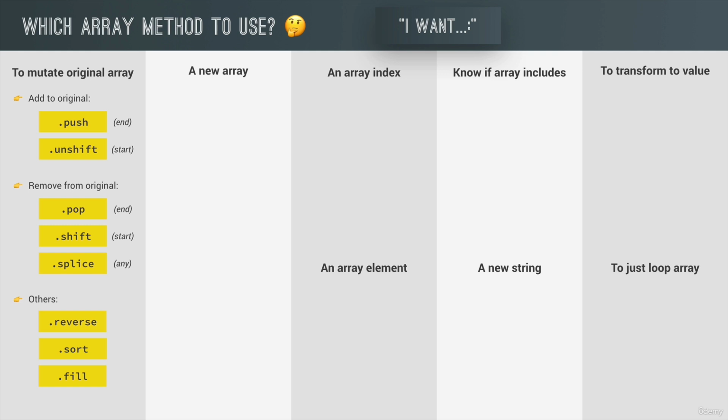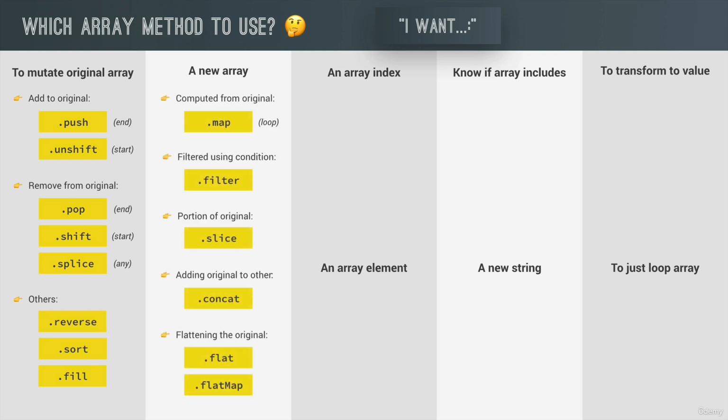So if instead we want a new array, then we can use one of these methods. So if we want to calculate one array from the original, then we use the map method. And this one we use all the time as it loops over the original array and creates a new one based on that. We can also create new arrays by filtering for a condition or by taking a slice of the original array. We can also concatenate 2 arrays and create a new array based on that. And finally, we can flatten the original array using flat and flat map.